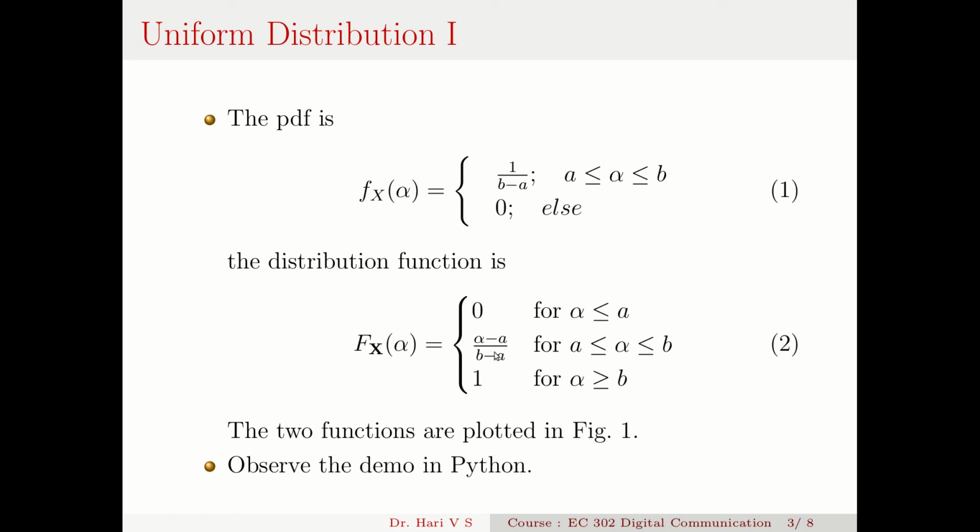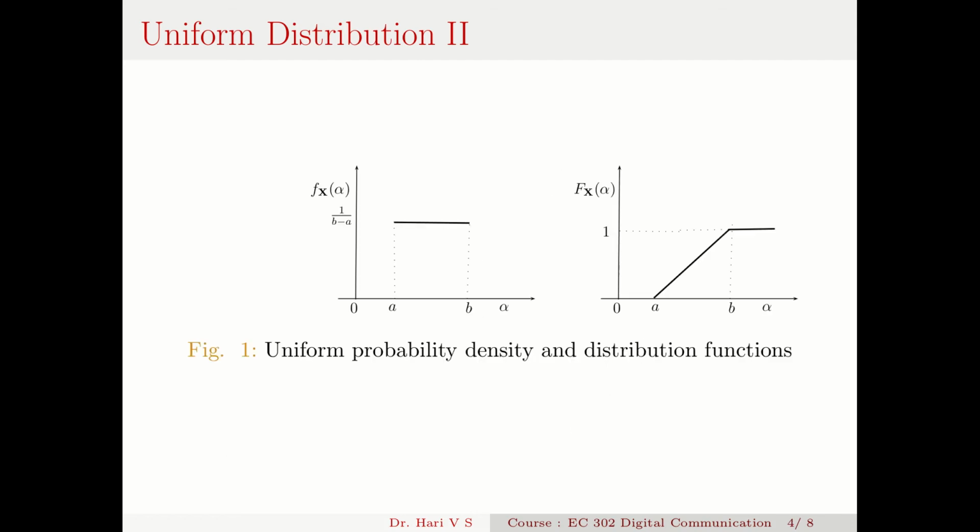That looks like a straight line of shape alpha minus a by b minus a for alpha between a and b. And for alpha less than a, it is 0. For alpha above b, this is 1, because we know that F_X is a non-decreasing function. Its maximum value is 1. So these two functions are plotted like this.